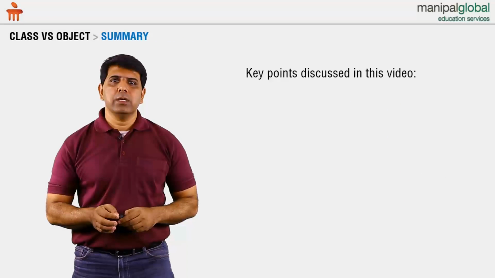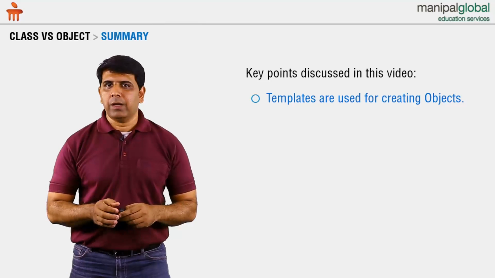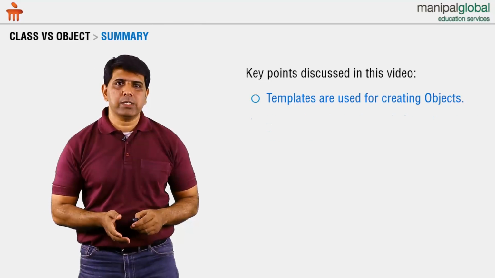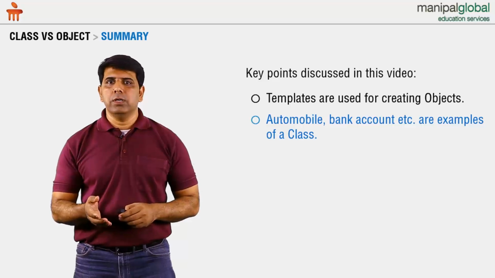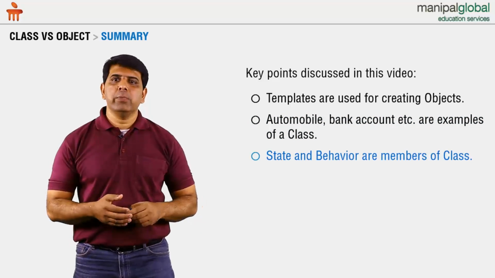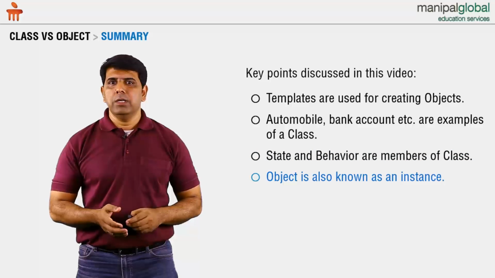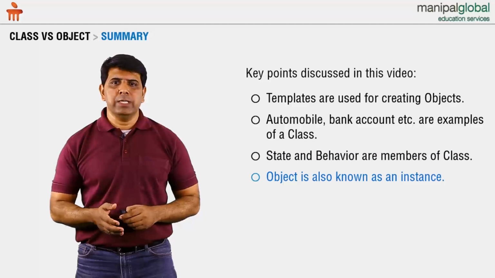Now, to summarize, what we have learned is a class is a template for creating an object. Some examples are vehicles, bank account, some of those. Now, state and behaviors are members of a class. An object is also known as an instance of the class.